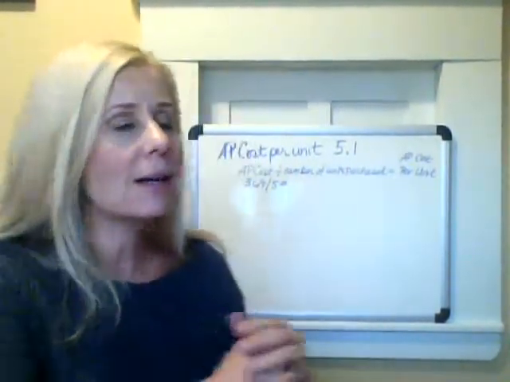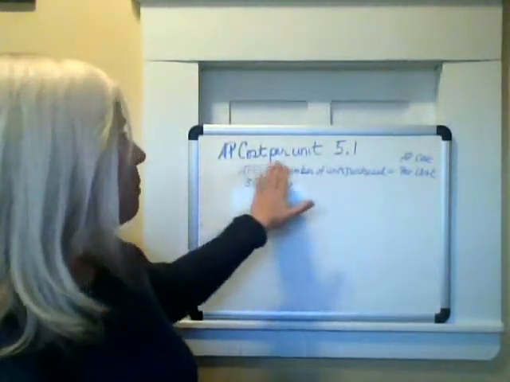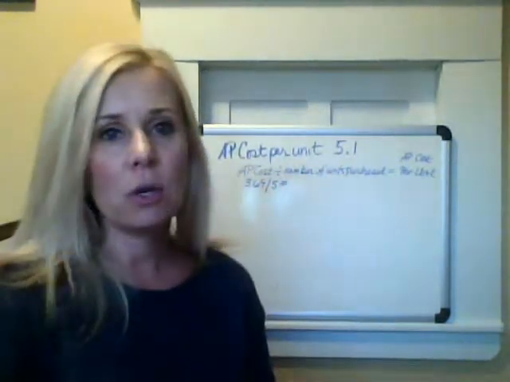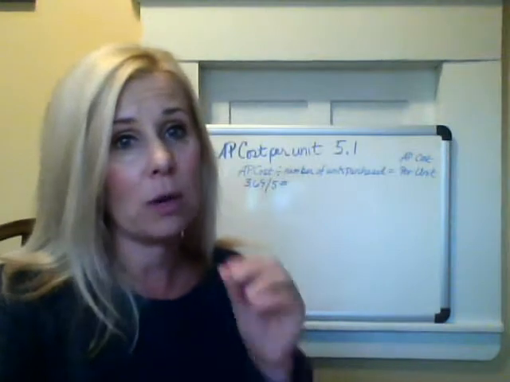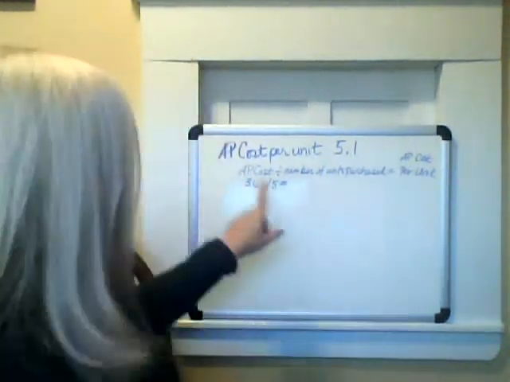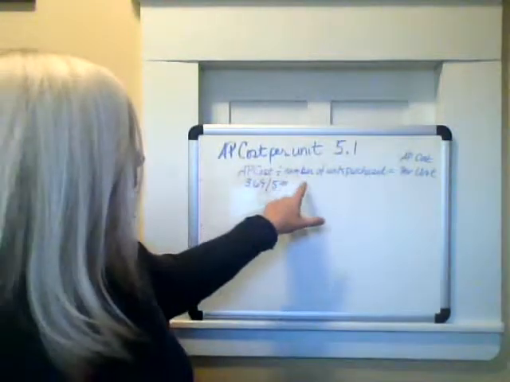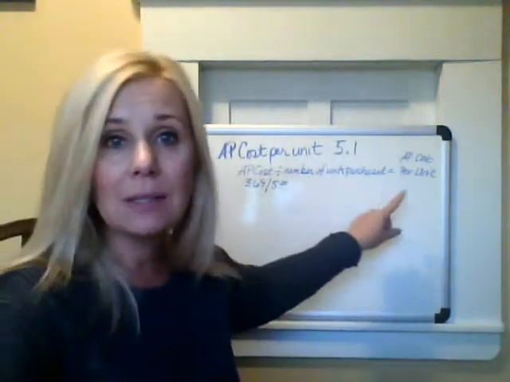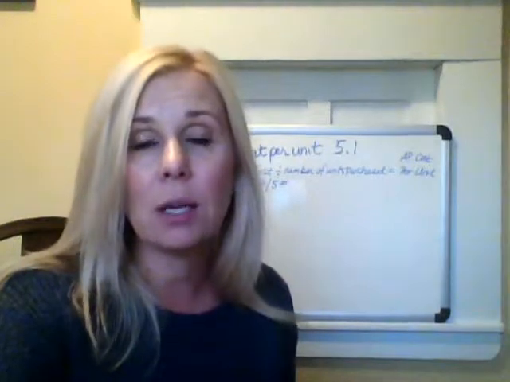So what we're going to cover today is something called AP cost per unit. And if you turn in your book, this is in section 5.1. And the primary formula that we are going to be using today is AP cost divided by number of units purchased will give us the AP cost per unit.